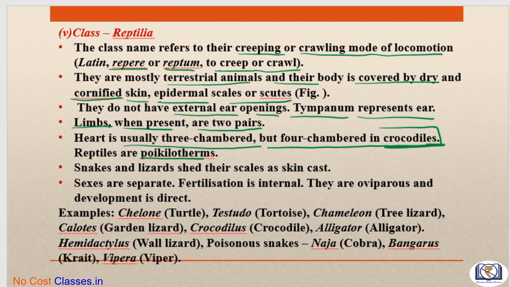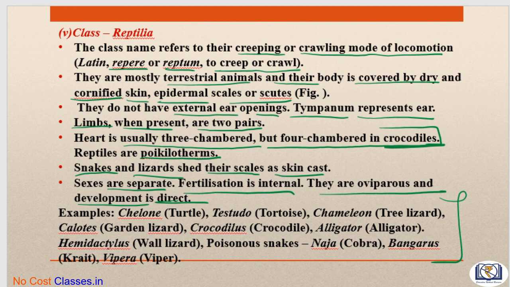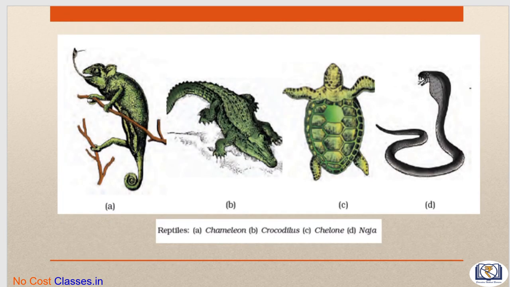The reptiles are cold-blooded, they are not able to maintain their body temperature. Snakes and lizards shed their scales, so the skin is cast off. Sexes are separate, and the fertilization is internal. They are oviparous, and the development is direct, okay? Now, again, we have a lot of examples here: turtle, tortoise, crocodile, poisonous snake Naja, or the cobra. These are the examples here. Reptiles I've shown you, crocodile, this Naja.